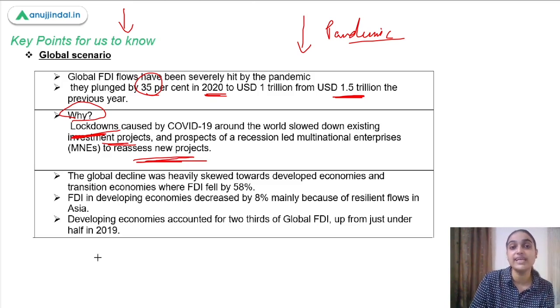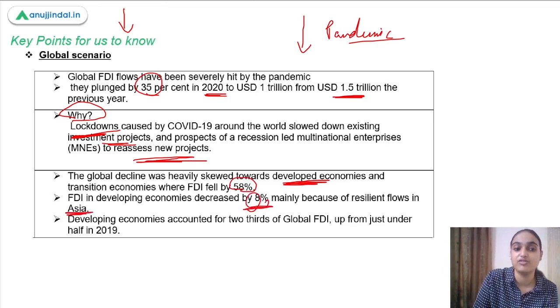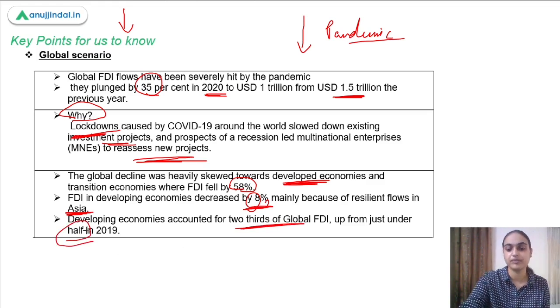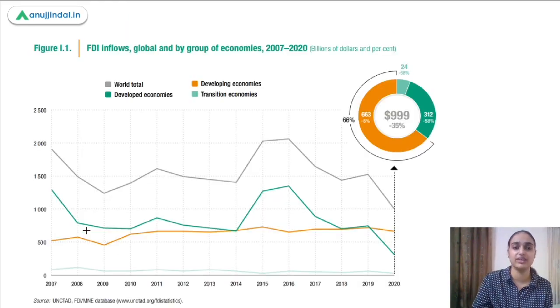So, the global decline which has happened is skewed more towards developed economies and transition economies, around 58%, and less towards the developing economies, just 8%, because there have been resilient flows in Asia. Developing economies accounted for 2/3 of global FDI, which is up from the half last year. So this I'll show you through the graph as well.